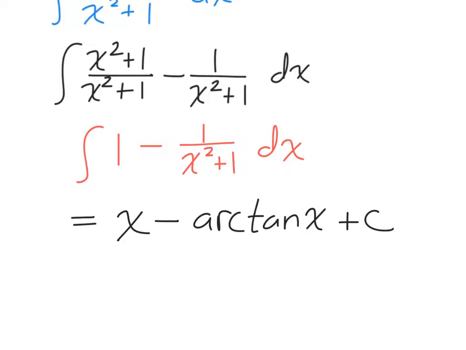Arc cotangent. Right? So you can get a couple of different answers out of this. You might say x plus arc cotangent of x plus c. All right, equivalent answer. Right? But you know, it's a different strategy.